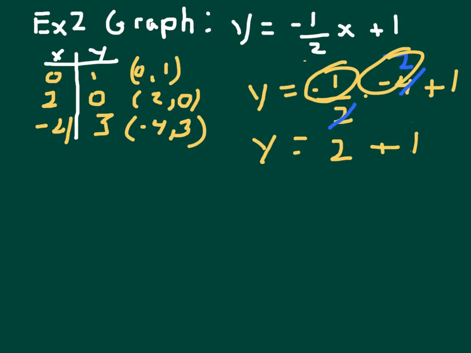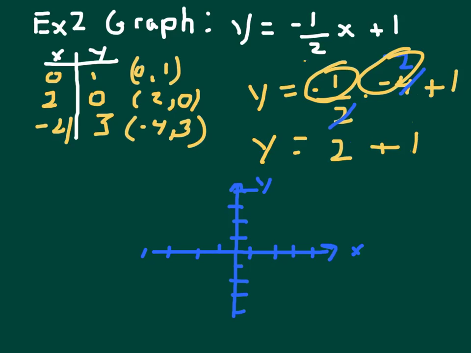And now all I've got to do is graph them. So I'm going to make my y-axis and my x-axis. So this is my y and this is my x. And I'm going to go 4 slashes each way. So 1, 2, 3, 4, 1, 2, 3, 4, and same thing going up, and the same thing going down. Okay, first ordered pair is 0, 1.